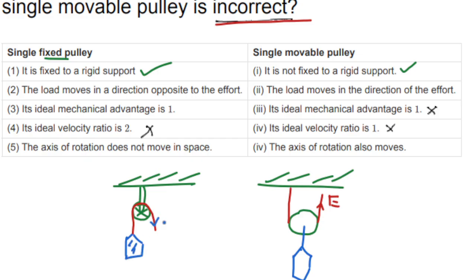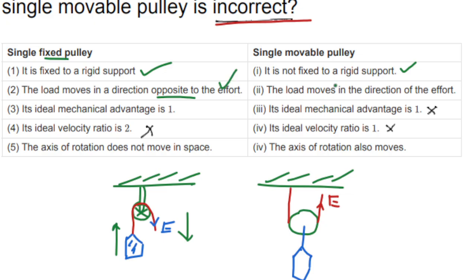Okay, I'm pulling like this. This is the effort in this case. Okay, so now if you read this, in the fixed pulley, in this case, the load moves in the direction opposite to the effort, right? I'm pulling it downwards because I'm using a fixed pulley, and the load is going up, right? Effort is downwards. So this is also correct.